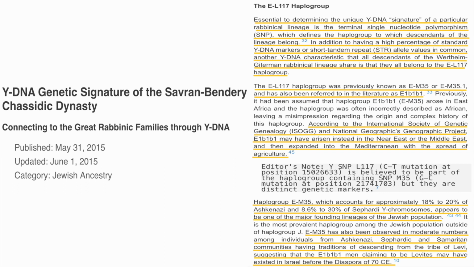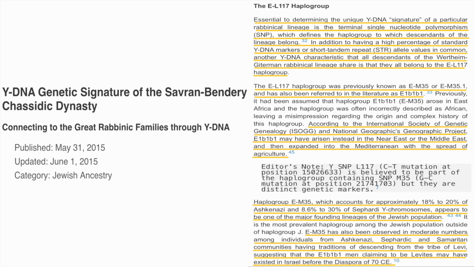Another Y-DNA characteristic that all descendants of the Wertham Gitterman rabbinical lineage share is that they all belong to the E-L117 haplogroup. The E-L117 haplogroup was previously known as E-M35 and has been referred to in the literature as E1B1B1. According to the International Society of Genetic Genealogy, ISOGG, the National Geographic Genographic Project, E1B1B1 may have arisen instead in the Near East or the Middle East and then expanded into the Mediterranean with the spread of agriculture.